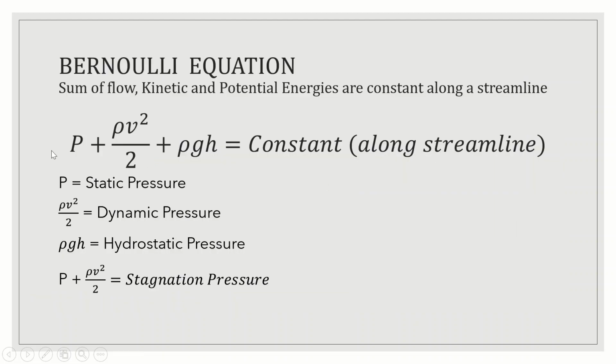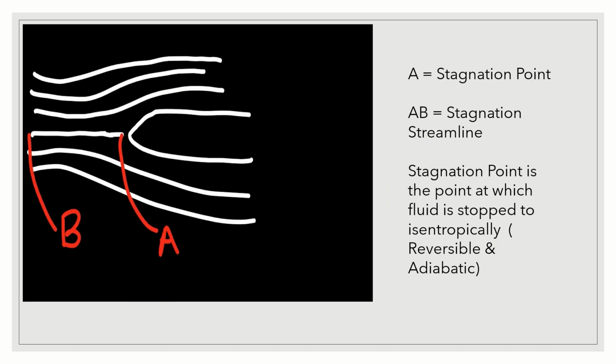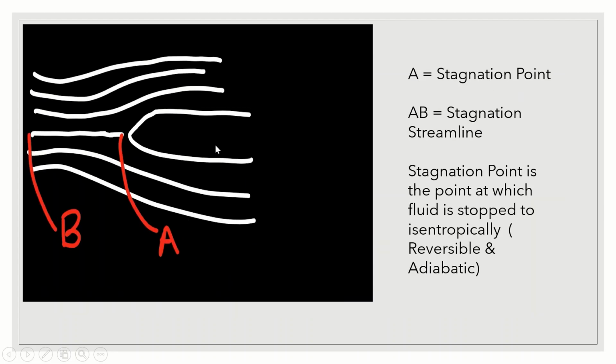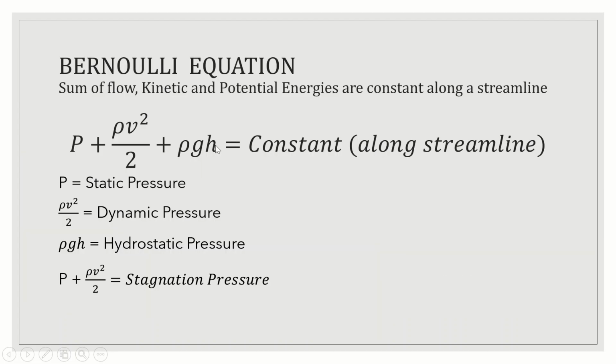In the slide 1, we discussed what is static pressure. This is the P, the first term in the Bernoulli equation. This piezometer will give us the static pressure, and this Pitot tube generally gives us the stagnation pressure. The head which is developed is the stagnation pressure head. So this is the sum of both P plus rho V square by 2.